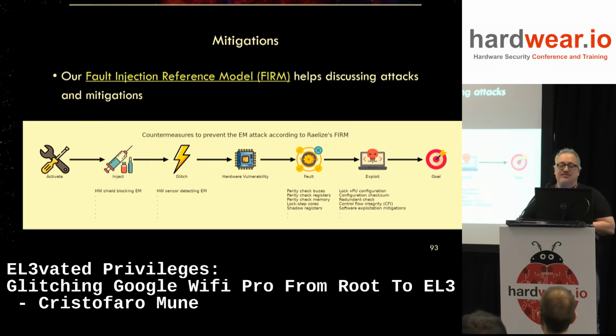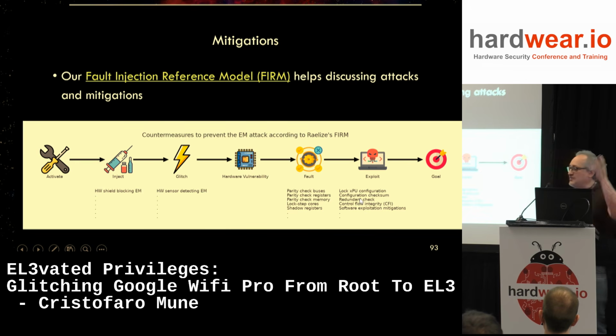There are several mitigations that can be applied. You can prevent the injection with a shield. You can detect it with a sensor. You can address it at the fault level by using parity, checking buses, registers in memory, and so on. So basically introducing redundancy, because that's one of the most used countermeasures against fault injection. And for the exploit, you prevent us from changing the XPU. You can have checksums in the configuration so we can't override it. So there are several things that can be done.